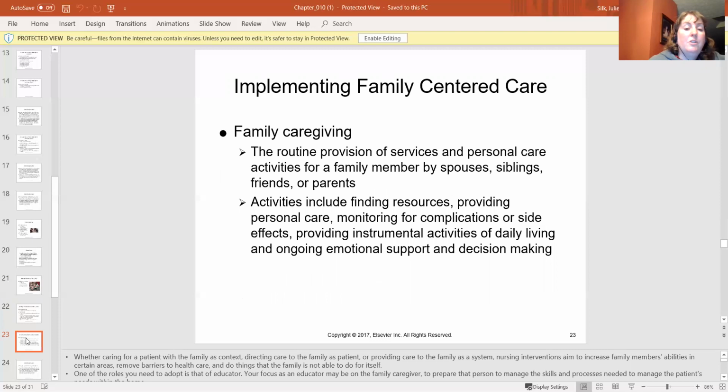Family caregiving is the routine provision of services and personal care activities for a family member by spouses, siblings, friends, or parents. Activities include finding resources, providing personal care, monitoring for complications or side effects, providing instrumental activities of daily living, and ongoing emotional support and decision making. Those might be some things you'd be focused on.